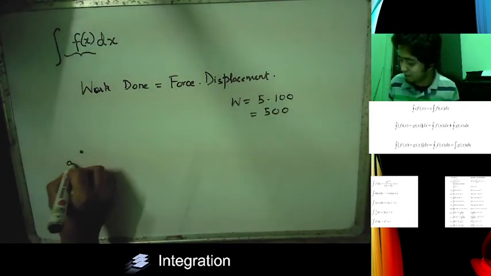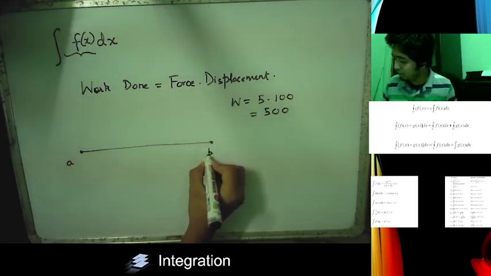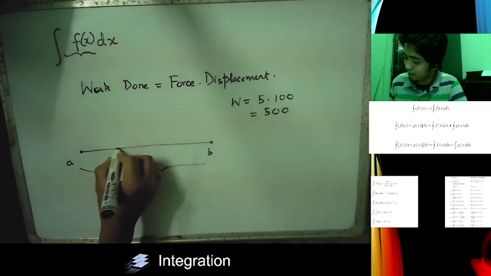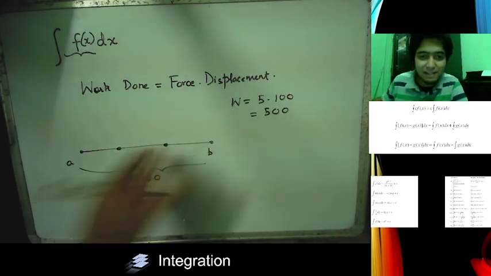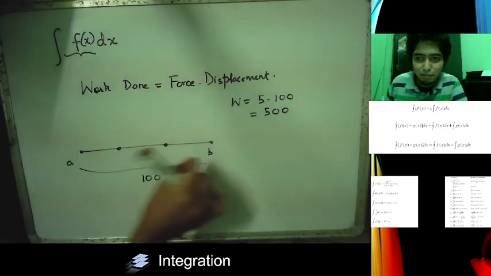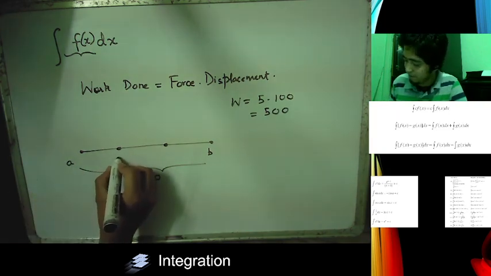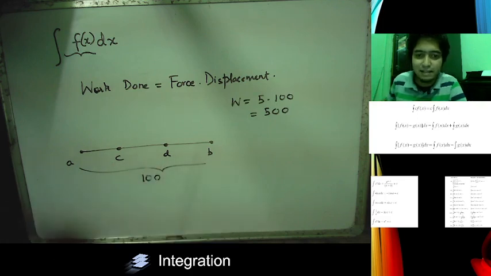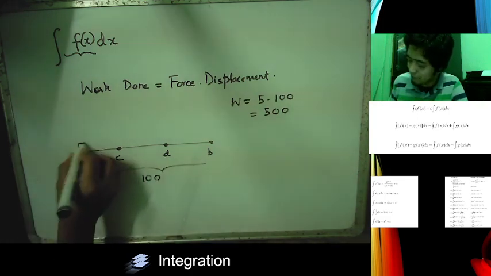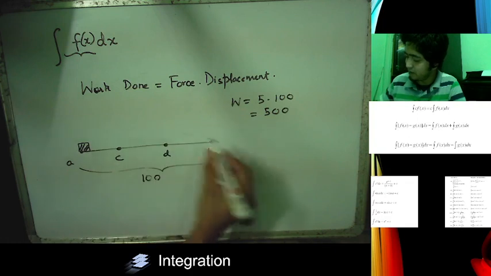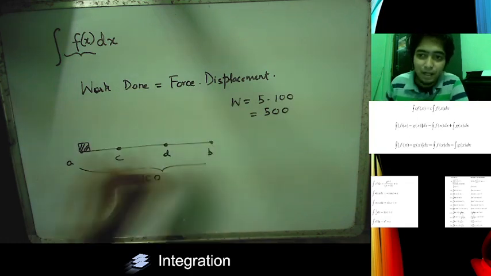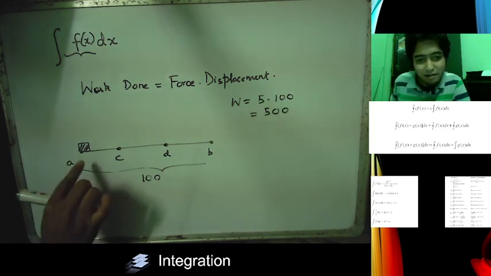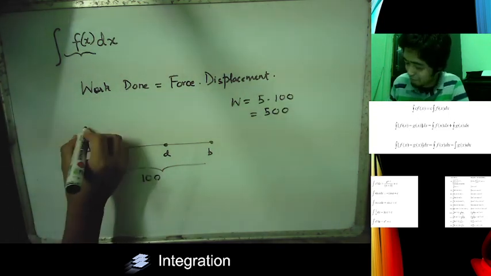Again we have point A and point B, and the distance is still 100. Now I am dividing this into some more portions, maybe C and D. A, B, C and D are in the middle. Again, I am moving this block from here to point B. But in this case, for A to C, I am applying a force of 5.